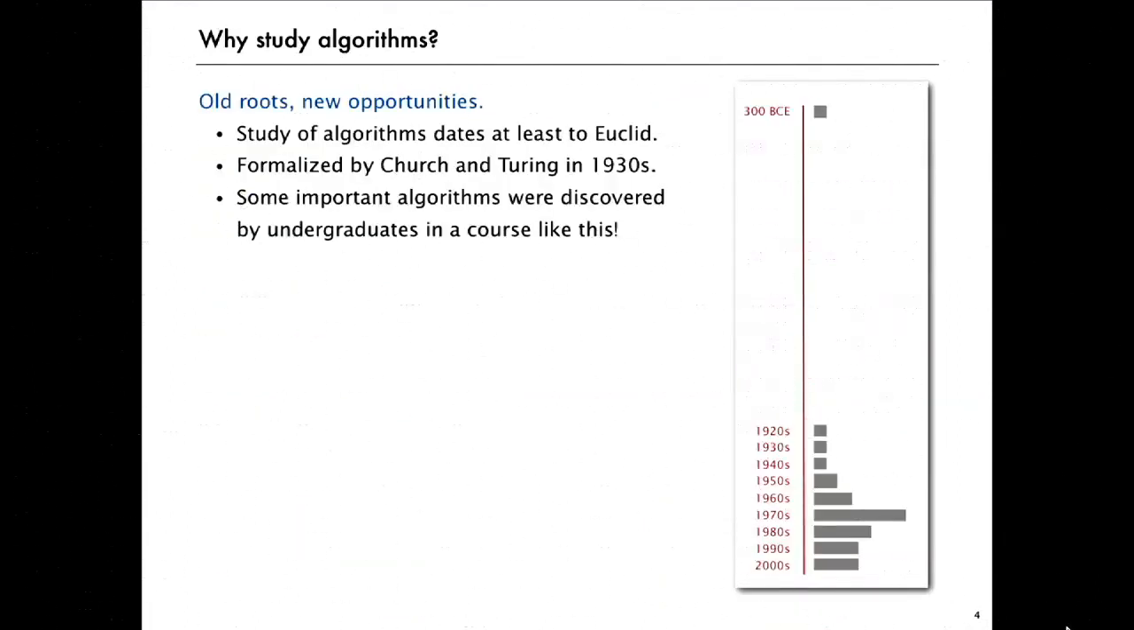Algorithms are also interesting to study because they have ancient roots. The first algorithm we studied goes back to 300 BC, dating at least to Euclid. The concept of an algorithm was formalized actually here at Princeton by Church and Turing in the 1930s. But most algorithms that we consider were discovered in recent decades. In fact, some were discovered by undergraduates in a course like this. And there's plenty of other algorithms waiting to be discovered by students like you.